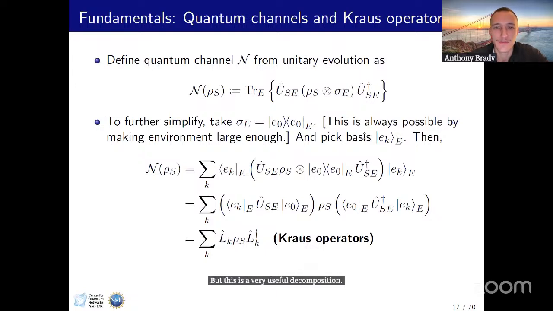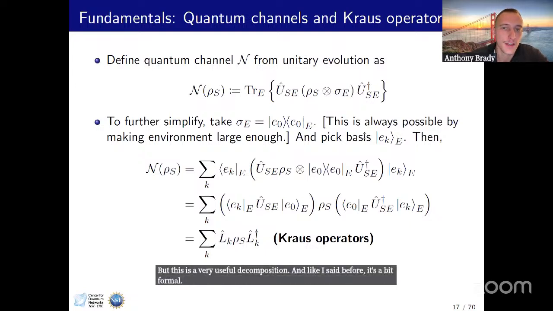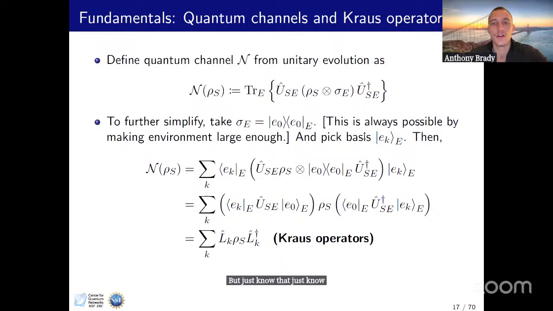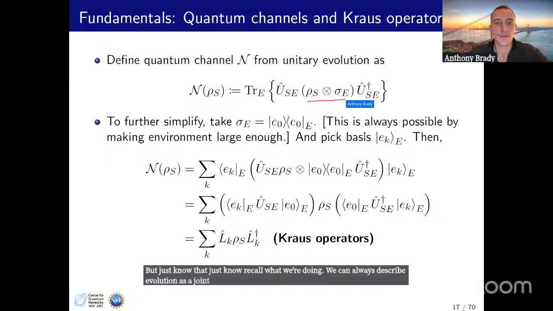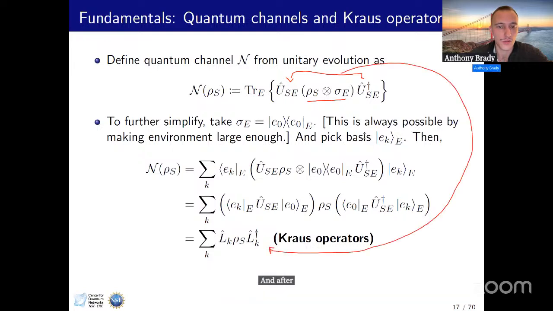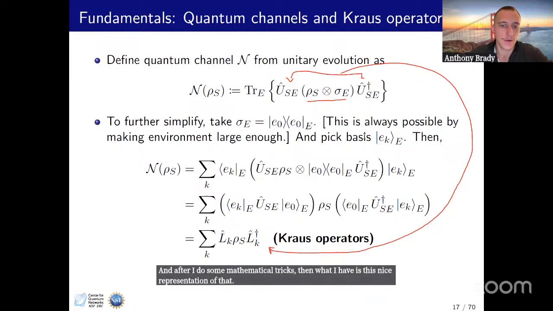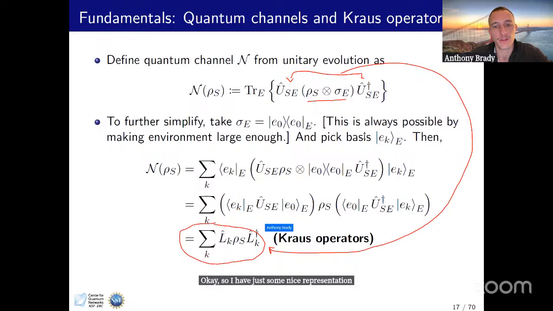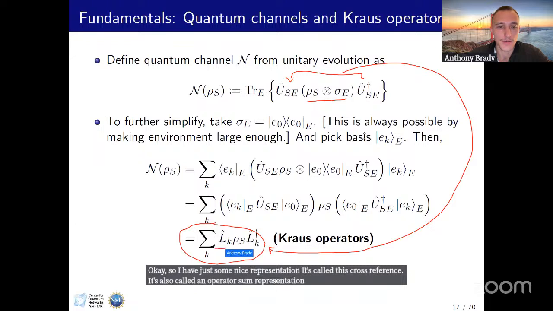And like I said before, it's a bit formal, but just recall what we're doing. We can always describe evolution as a joint state of system and environment. There's some unitary, and then all I really want to know at the end of the day, since I don't have access to the environment, is what the system is doing. And after I do some mathematical tricks, what I have is this nice representation, called the Krauss representation. It's also called an operator sum representation because I have these operators acting on the state and I'm summing over them.